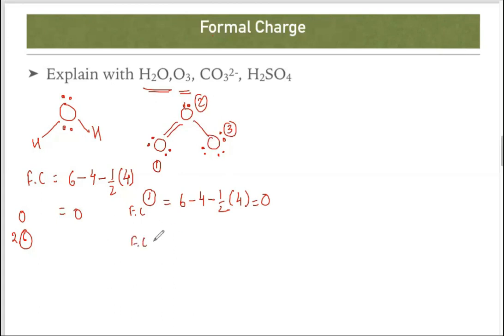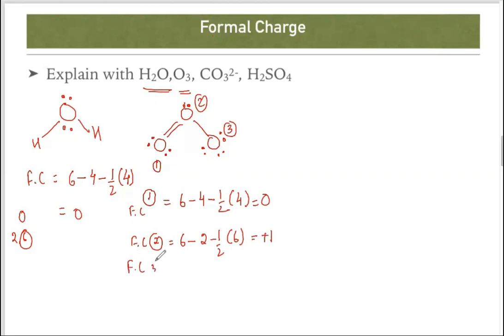Next we'll calculate Fc on the second one. So second one, valence electron is 6, non-bonding electron is 2, minus 1 by 2, bonding electron is 1, 2, 3, that means 6. So this one is 3 plus 1.